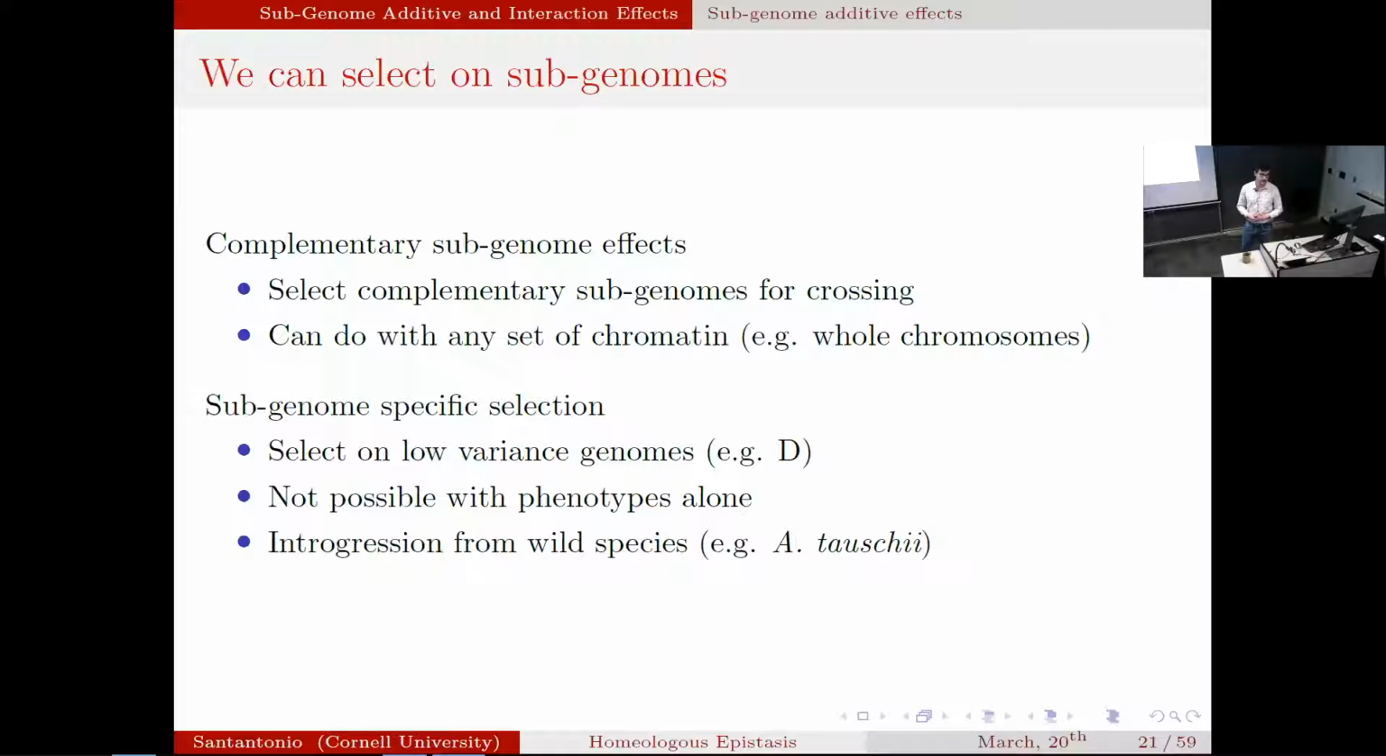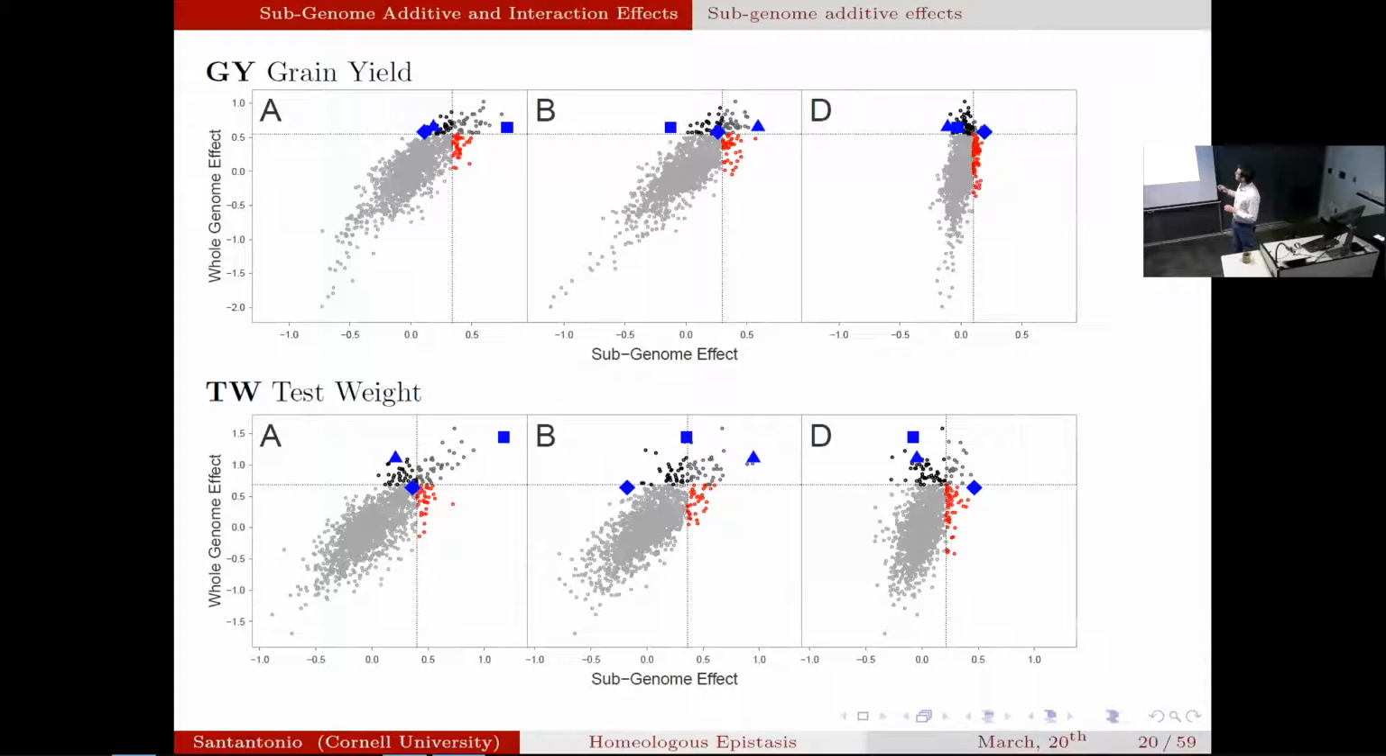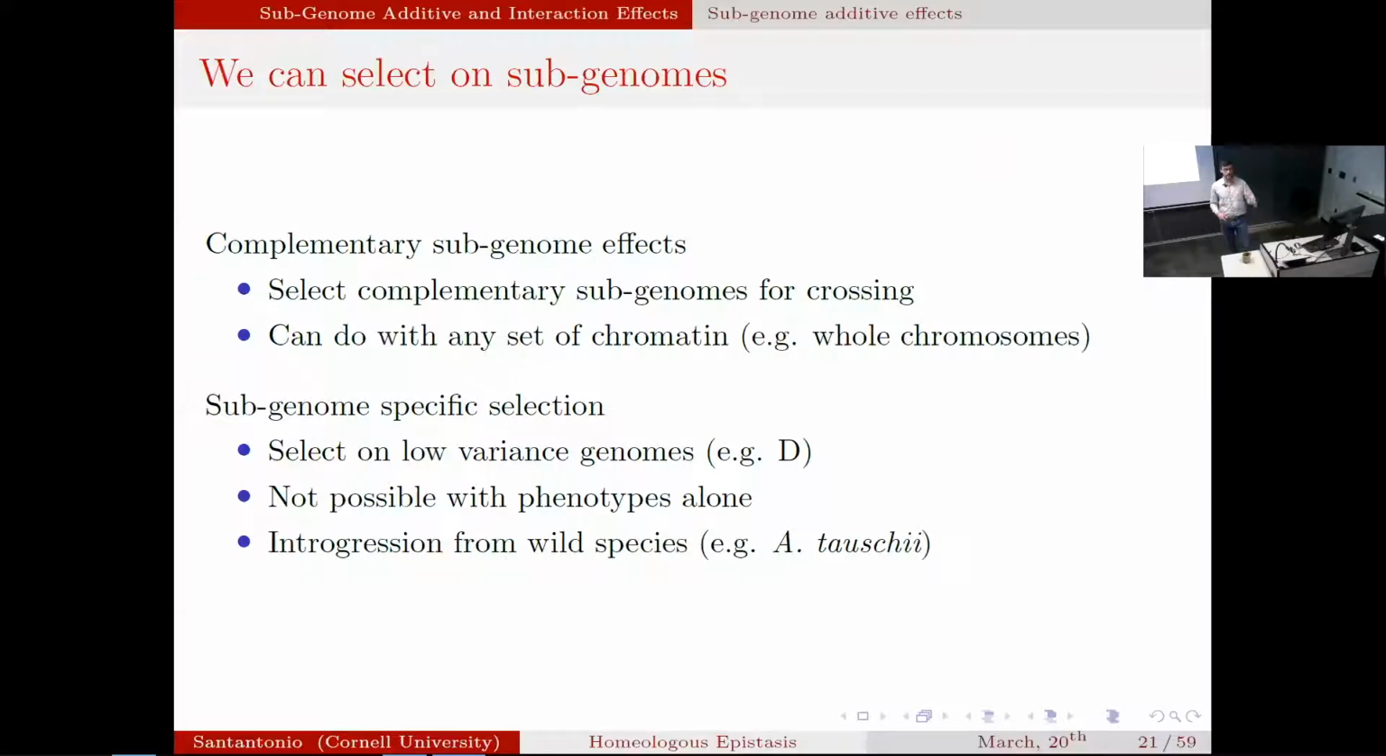Interestingly, the other thing we could do is select on subgenomes specifically. One of the problems is you'll notice the D genome has significantly less variance than the A and B, which means that when you make selections based on phenotypes, you are making selections on the largest sources of variance, which are coming from the A and B genome.